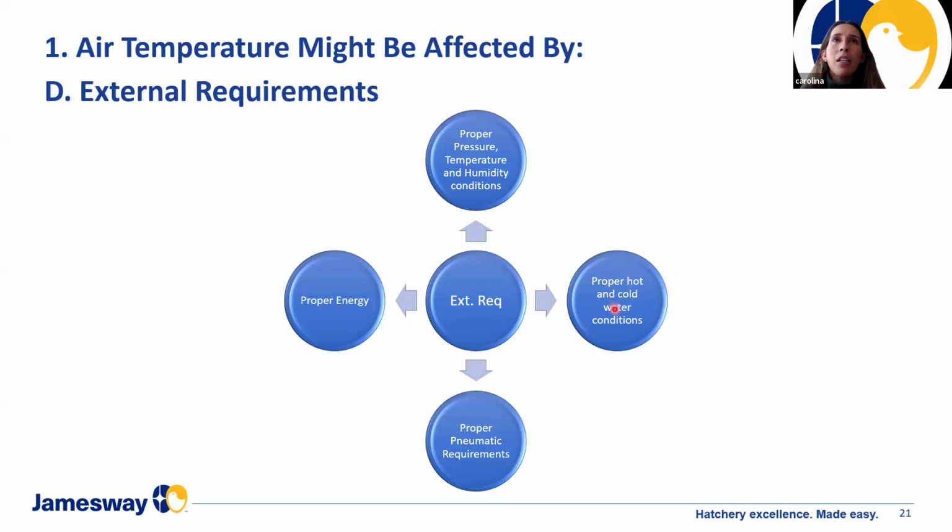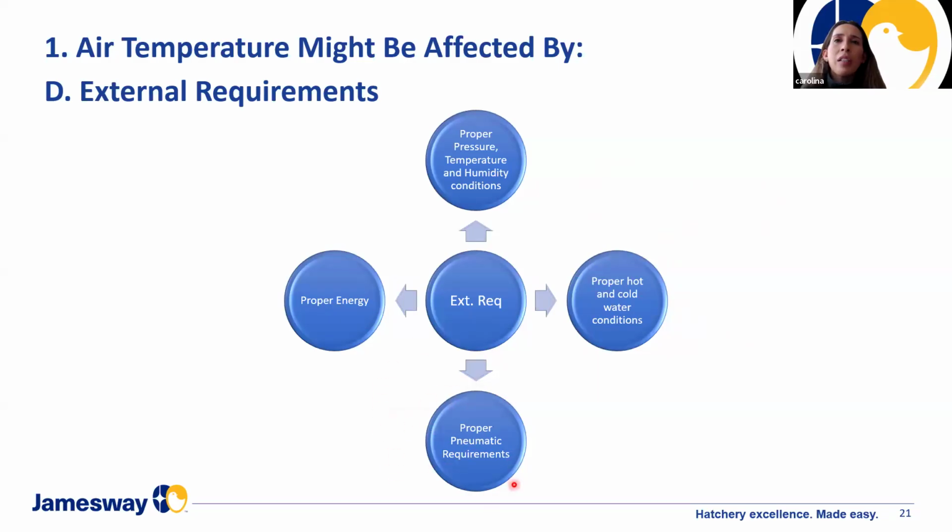Or maybe the machine will be without proper cold water when we are in an exothermic phase. So it is very important to control water for the machines that use water to heat and cool down. The third one will be pneumatic requirements.